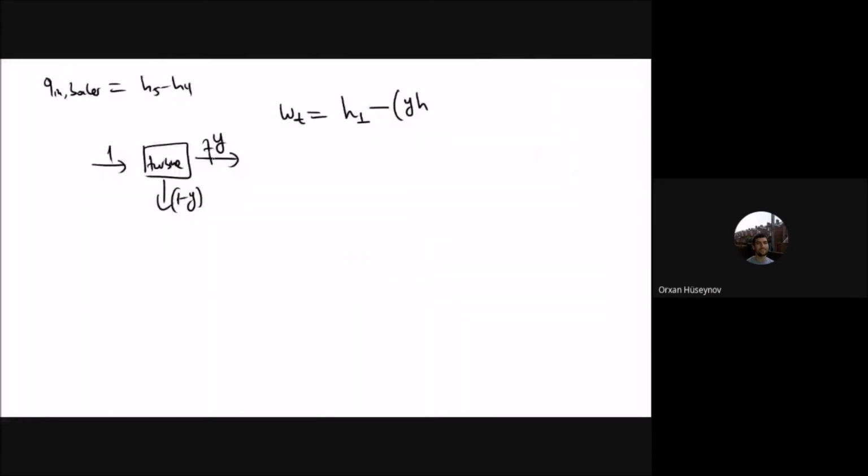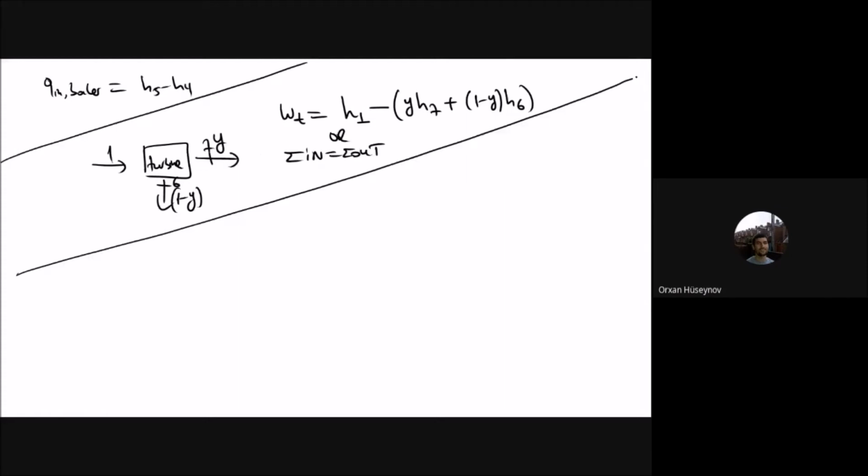We have 7 here, and you have 6 here. It will be y times enthalpy at 7, plus 1 minus y times enthalpy at 6. And this is for the work of the turbine. This one is for the boiler, and this one is for the turbine.